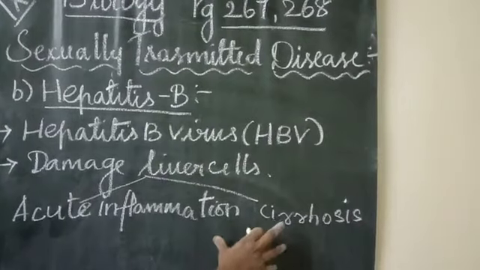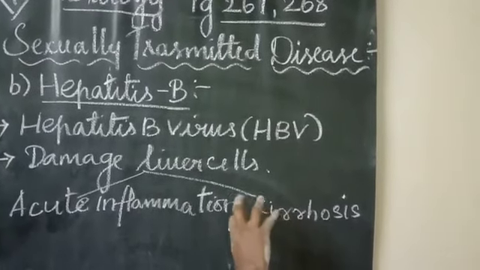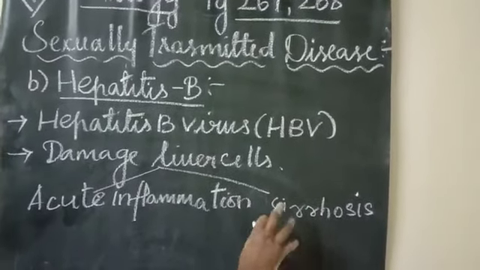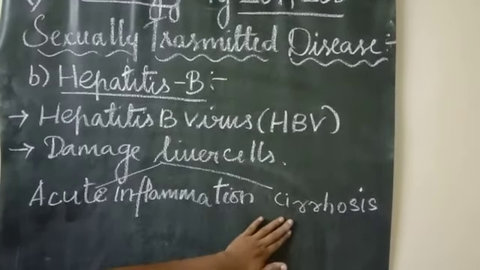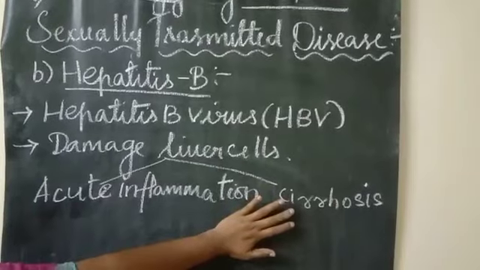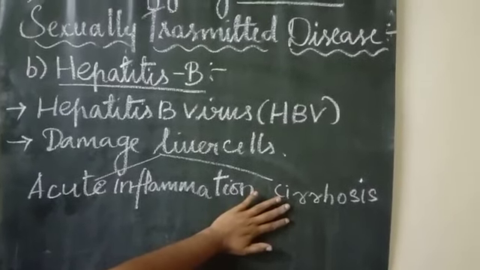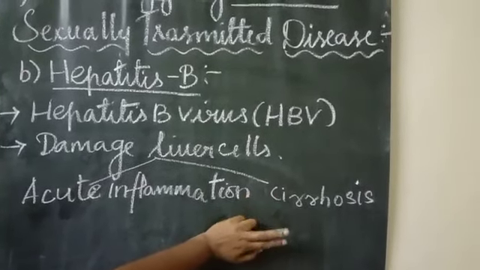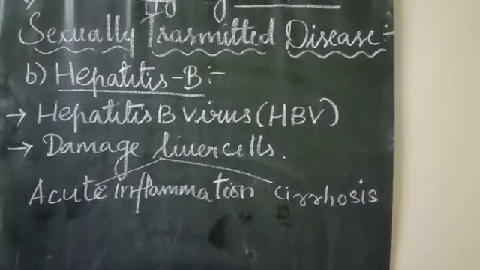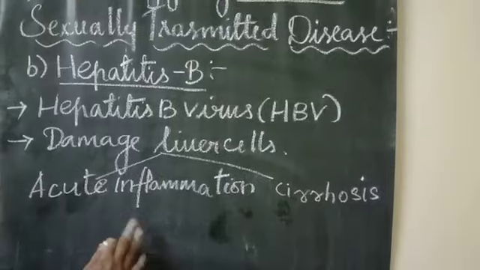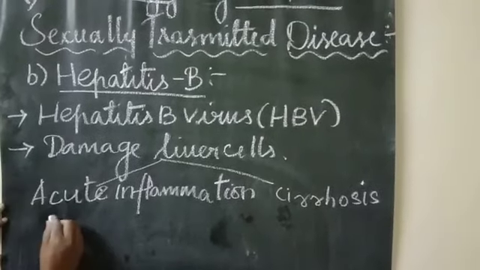The total color of the liver will change, and the shape will also change. The liver looks rough. For example, in a person who smokes cigarettes continuously, if you see the liver, you can see the same symptoms of cirrhosis. Next, we are going to see what the symptoms are.